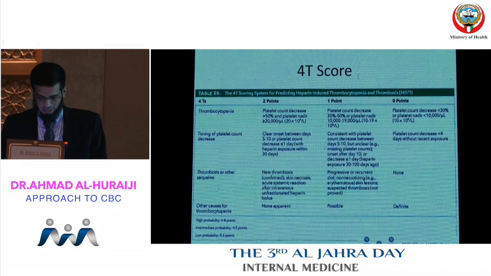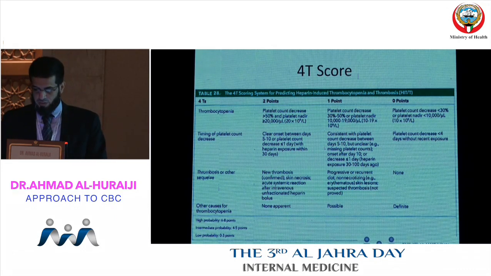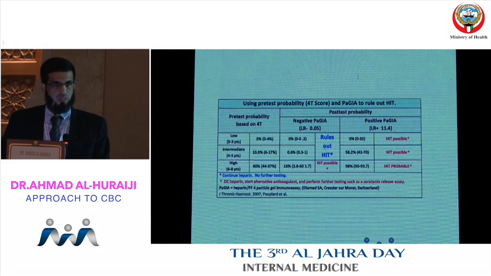The scenario here is dealing with a patient with heparin-induced thrombocytopenia. The first thing you do is the 4Ts score, a clinical scoring system to predict the possibility of HIT, based on the degree of thrombocytopenia, timing, thrombosis, and other causes of thrombocytopenia. The patient is divided into three risk categories: low, intermediate, or high. This table is used in conjunction with the 4Ts as well as the platelet factor 4 antibodies by ELISA.